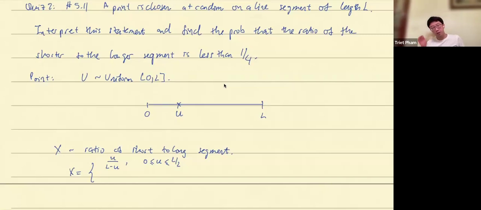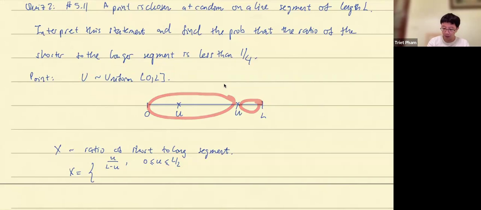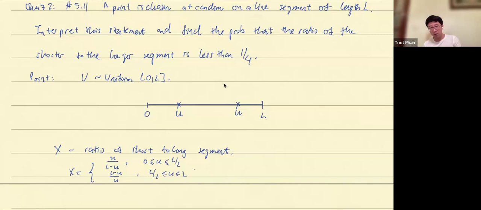Here, you can afford to be careless because U is a continuous random variable. But if it's discrete, or it's mixed, meaning that somehow there's a chance that you can take on some value like L over 2 with some positive probability, then you have to be careful where you put equality. Now, on the other hand, if U is greater than L over 2, then clearly the shorter part is this and the longer part is that. So it's L minus U over U, for L over 2 less than U less than L. Okay. So that's the random variable.